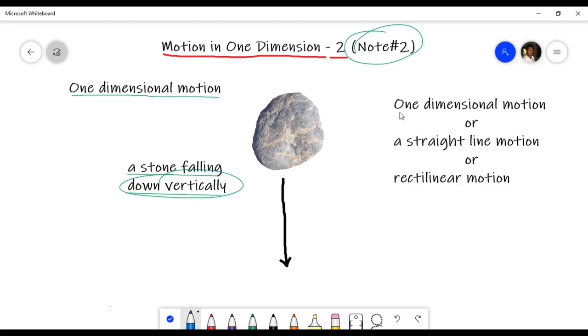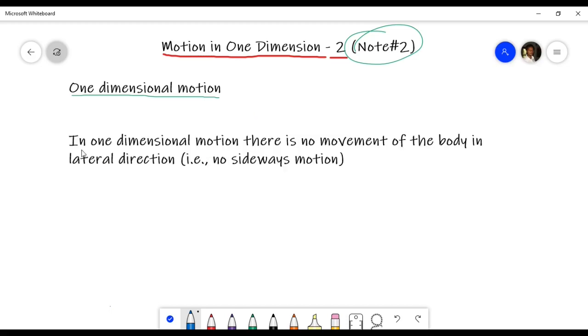Like I said, there are some other terms that we use for one-dimensional motion. The other term can be straight line motion, and we also talked about that it is also known as rectilinear motion. Now in one-dimensional motion, there is no movement of the body in lateral direction. Okay, now what is this lateral direction?